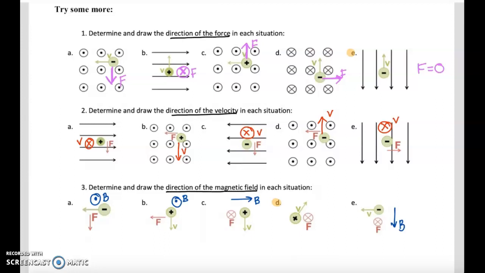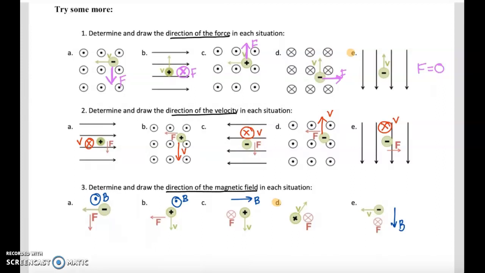Number 3, where you're determining the direction of magnetic field. A, magnetic field is out of the page. B, magnetic field is out of the page. C, magnetic field is to the right. I'll come back to D. And E, magnetic field is down.